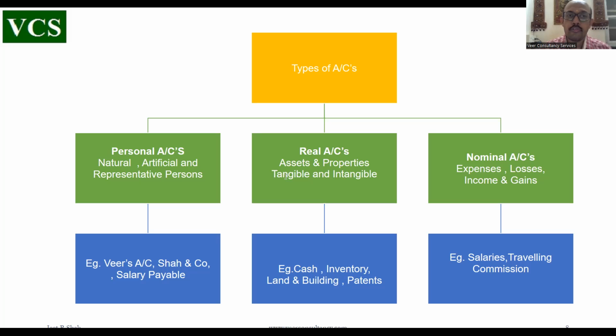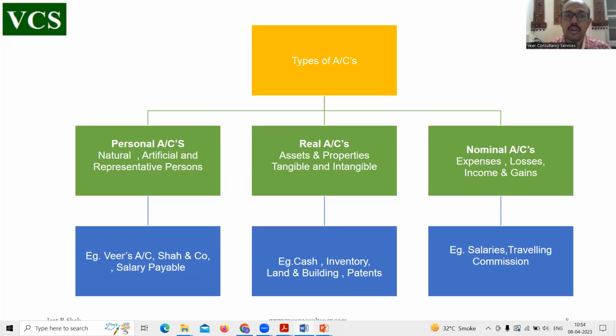Okay. So personal accounts will be of three types. The individual or the natural personal accounts. Then we have artificial personal accounts, and the last is the representative personal accounts. The next thing that you have to identify is that they can also be real accounts. Now, what are real accounts?